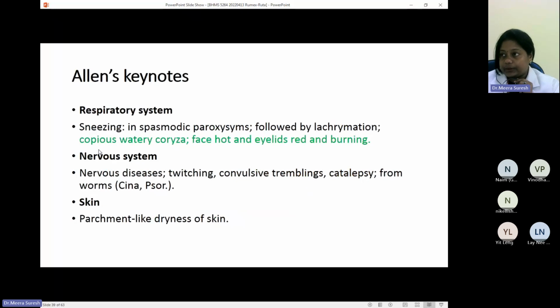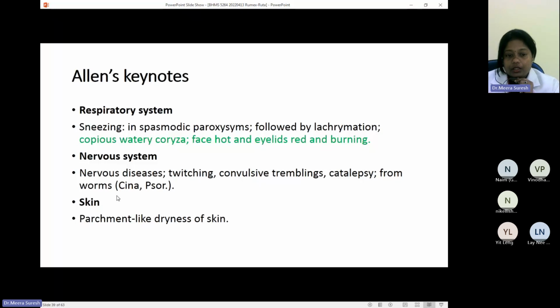In respiratory, as I told, there are hay fever symptoms. So there is sneezing in spasms, followed by lacrimation, copious watery coryza, and the face will be hot and eyelids red and burning. That acute inflammatory condition when the person is just exposed to the spring season, or going near a particular plant and getting exposed to that dust or the pollen, the acute reaction that is happening, the coryza, the lacrimation, the eye becoming red, burning pain, the same we can see over here.